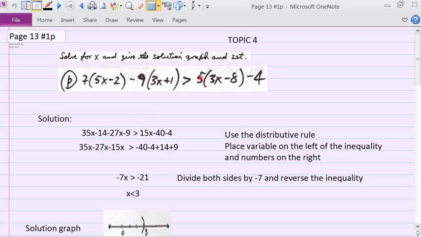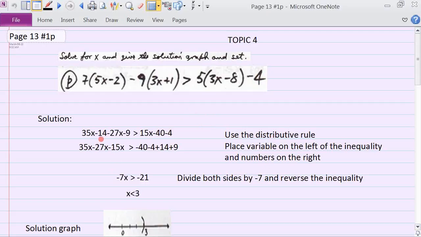Now we go to the right side. Plus 5 times 3 plus 3x gives us 15x. Plus 5 times minus 8 gives us minus 40. And we have minus 4 because of this term here. So we now got rid of the brackets using the distributive rule.